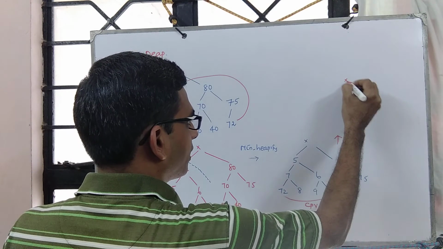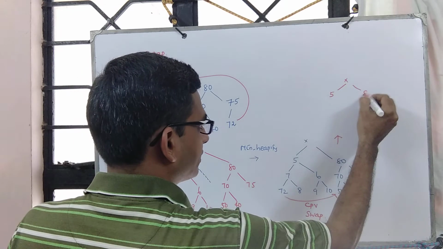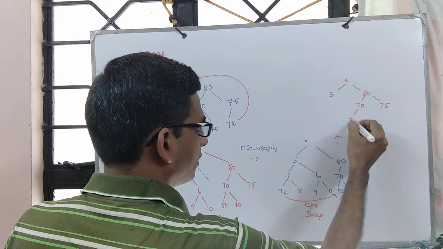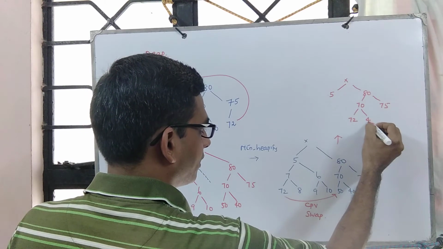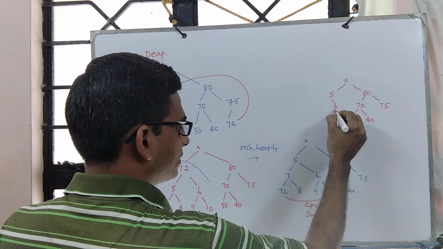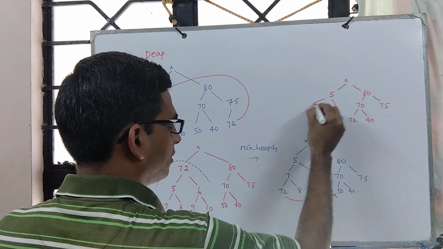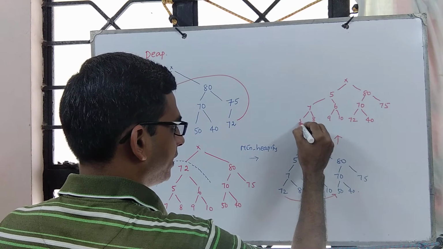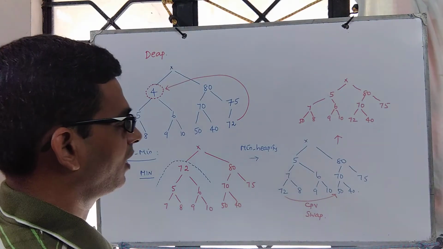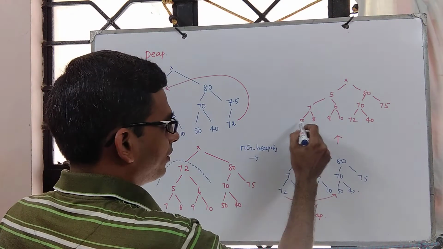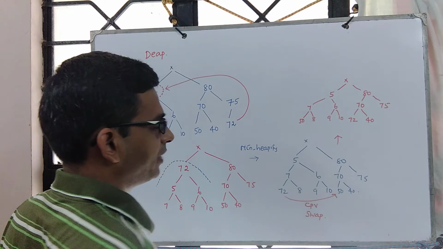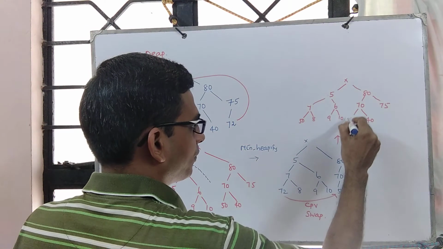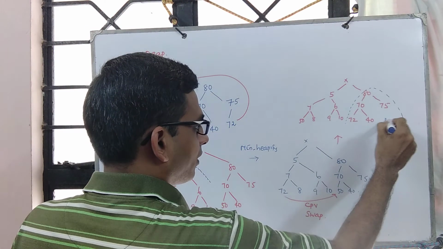So we bring in 5. On the other side it's 80, 70, 75, 72 and 40. This side it is 6, 9, 10. To its left it is 7, 8, and 50 comes this side. Now this continues to be a min heap, but is this a max heap? Answer is no.